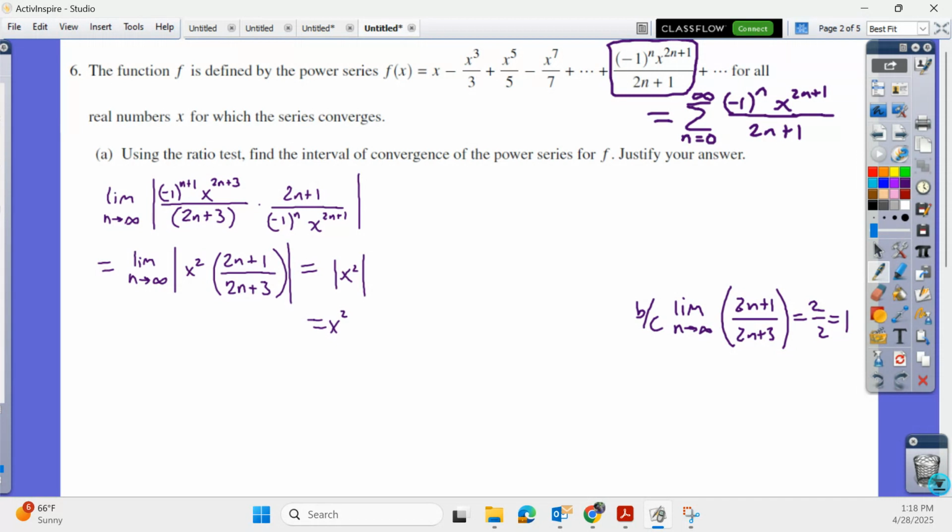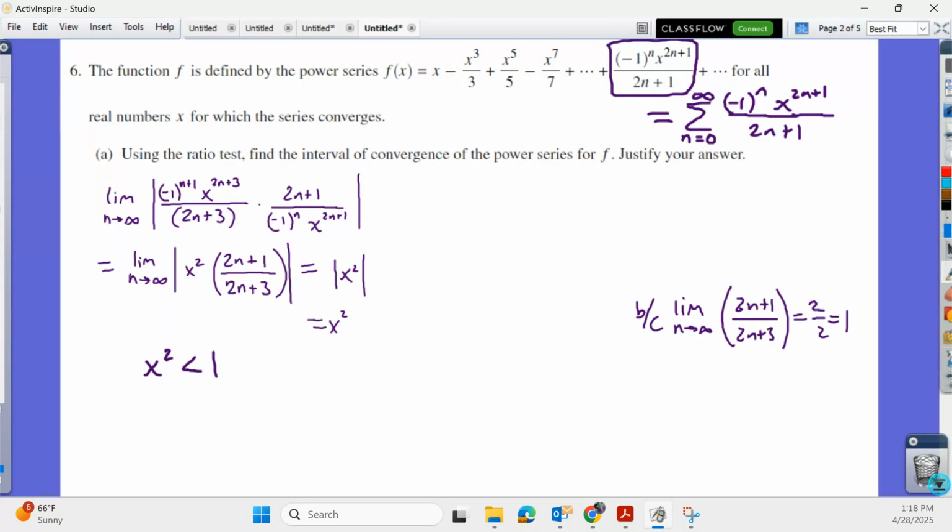With the ratio test, what you do is you compare the result to 1. When that limit is less than 1, then we're convergent. When the limit is greater than 1, we're divergent. And when it equals 1, it's inconclusive. So when it equals 1, we're going to test the endpoints. So we're going to say x squared is less than 1. We want to solve this for the interior.